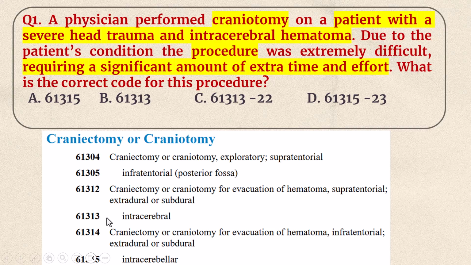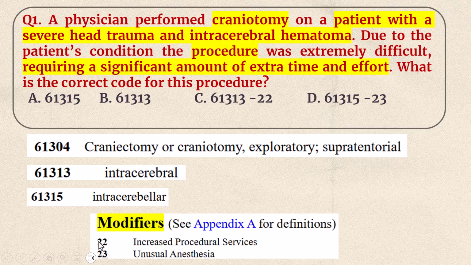But that code alone is not enough because there is another detail here. You can see the procedure required a significant amount of extra time and effort. If any procedure needed extra time, you have to put the modifier. When you go to the modifiers on the first cover page of the CPT code book, you can see modifier 22, that is increased procedural services. 23 is unusual anesthesia. But in this case, 22, increased procedural services, is the correct modifier. So the code 61313 with the correct modifier 22. So the correct answer is C.